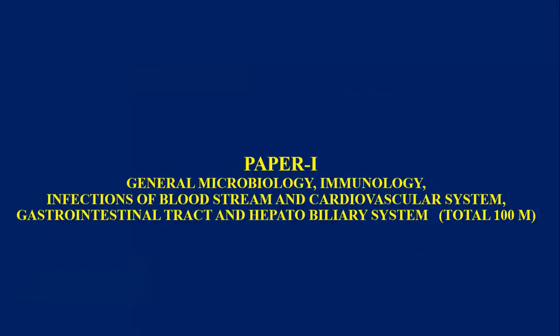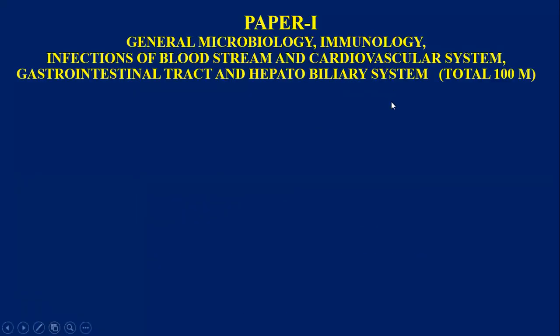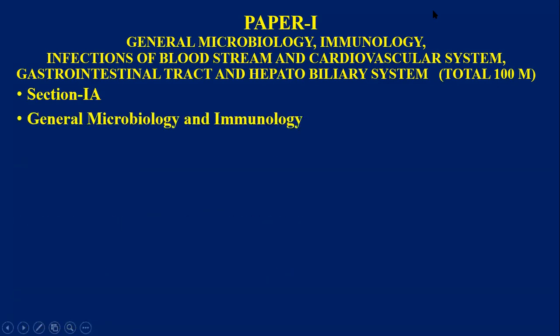Paper 1 has the syllabus of general microbiology, immunology, infections of bloodstream and cardiovascular system, gastrointestinal tract and hepatobiliary system. So this is the syllabus of paper 1. Paper 1 has total marks of 100. It has section 1A. Section 1A has general microbiology and immunology.